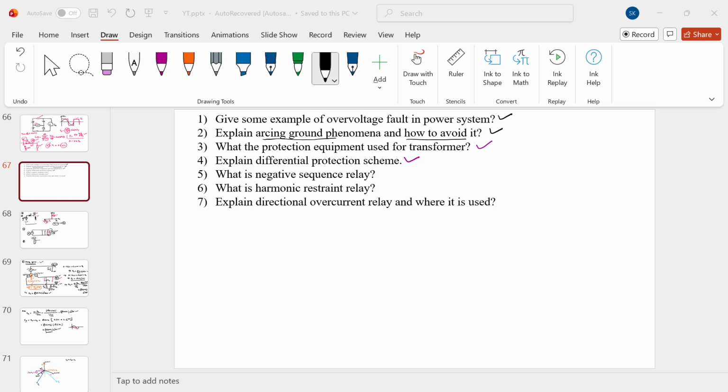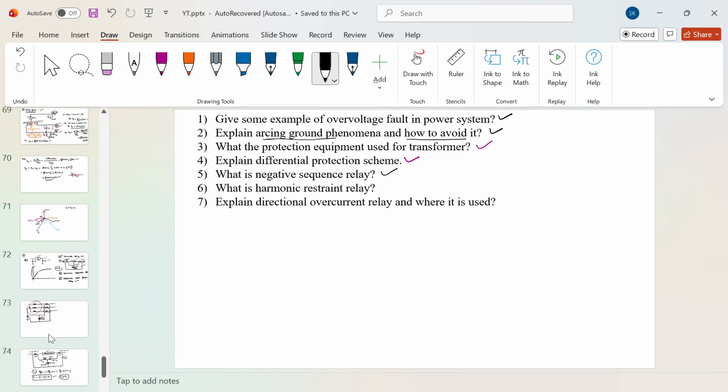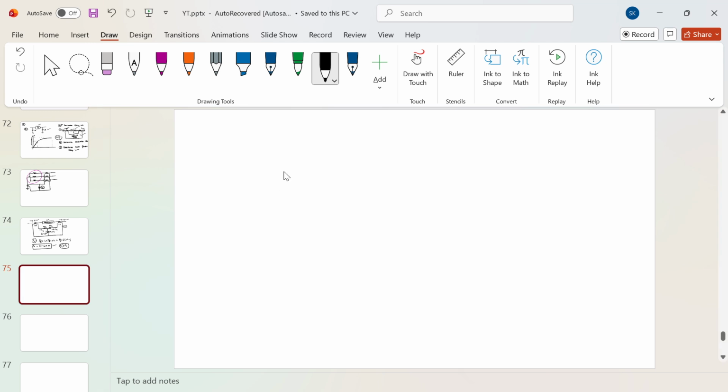Hello everyone. So we will proceed further, and we will see the next question, and that is what is negative sequence relay, and basically why do we generally use this particular negative sequence relay. See, this negative sequence relay we use in synchronous machines to protect our synchronous machines from overheating. Okay, so why is there a requirement of negative sequence relay?